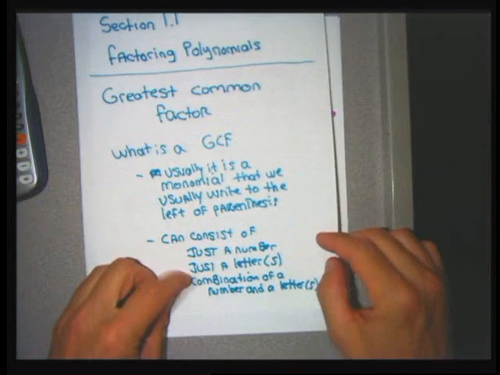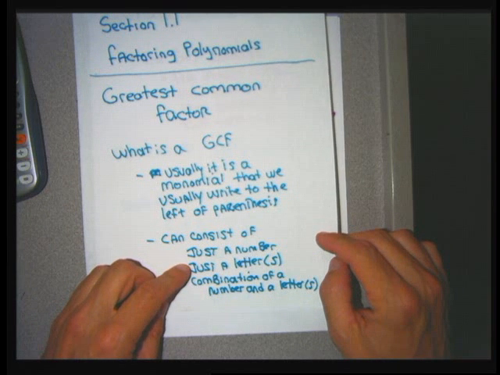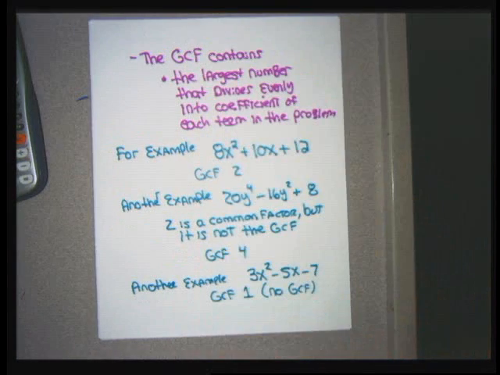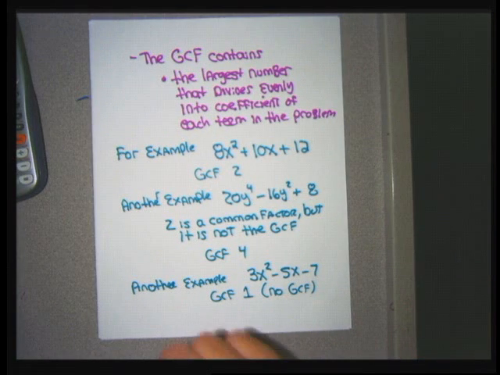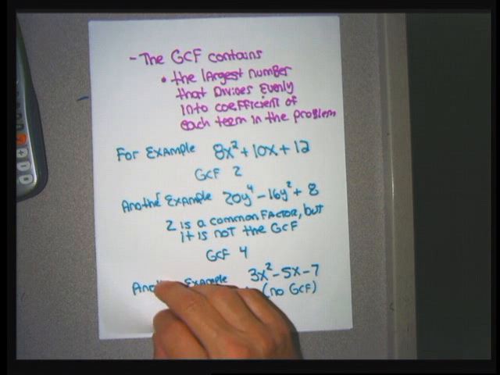So I mentioned that the greatest common factor can be just a number. Also it could be just a letter or a combination of a number and a letter. I'll show you next how a greatest common factor can be a letter. If each term has the same letter, then the greatest common factor has a letter, and the power that you get is the smallest exponent of all the terms.